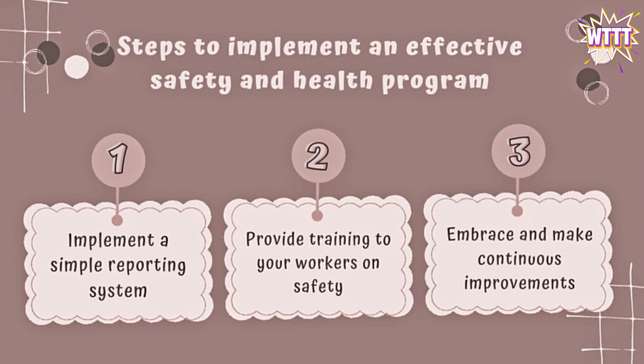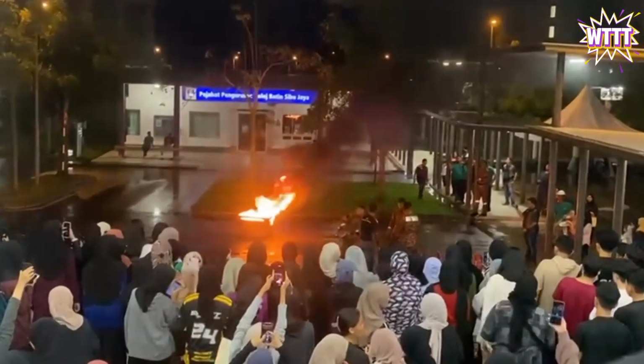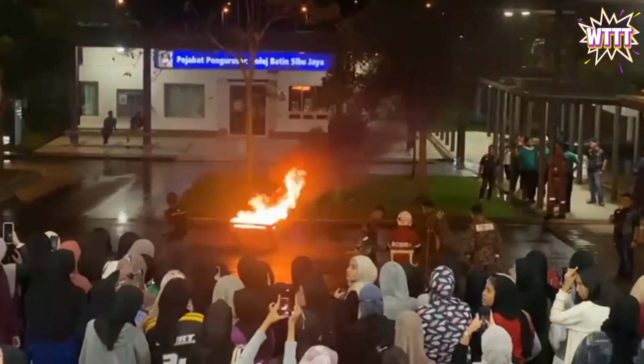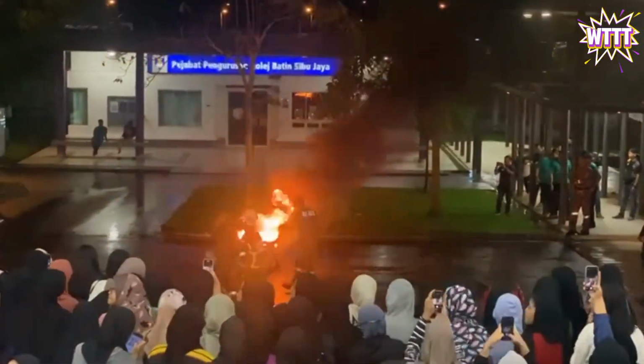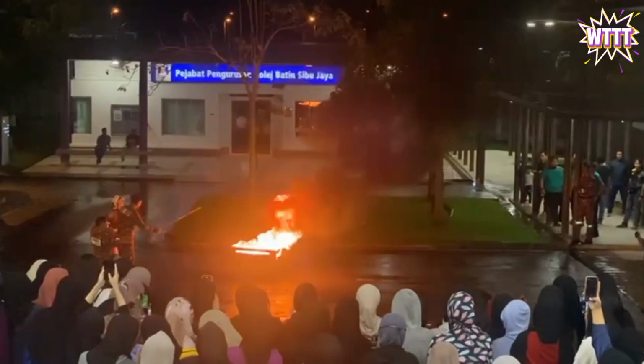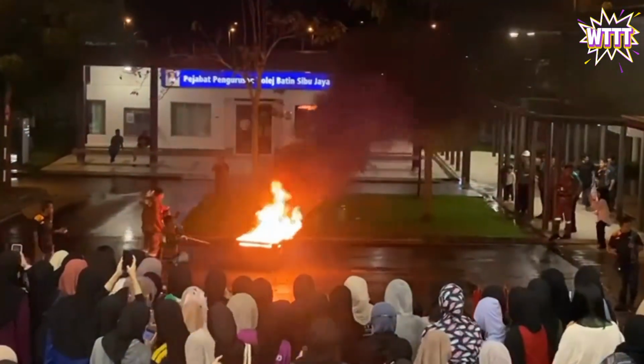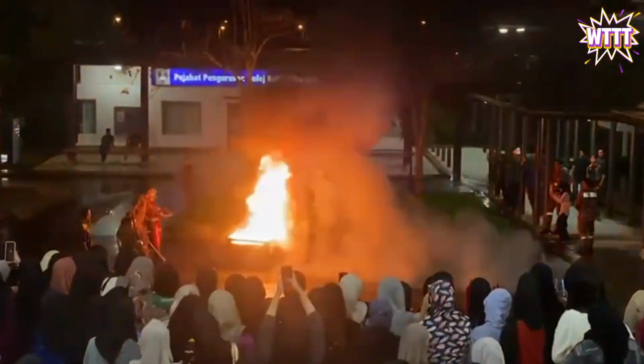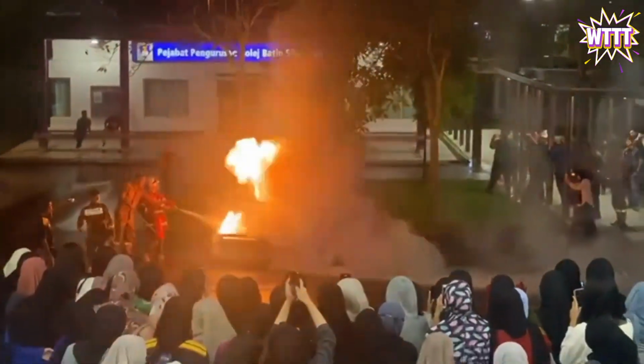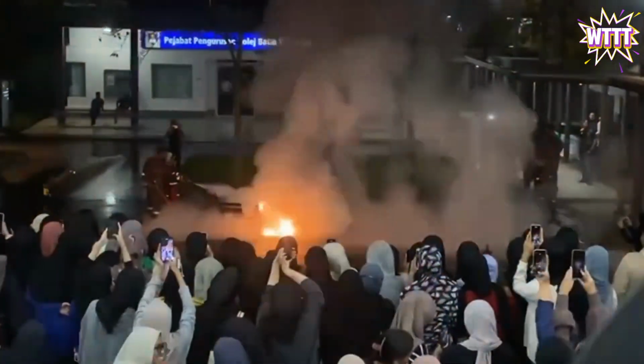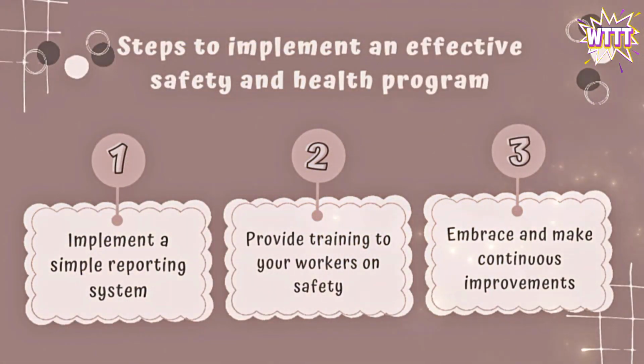Okay, the next method is providing training to the workers about safety. Workers should receive training about safety to make sure that they can recognize and manage hazards at work. Besides that, employees who have received safety training are more equipped to handle emergencies and report them, and not be missed with the situation.